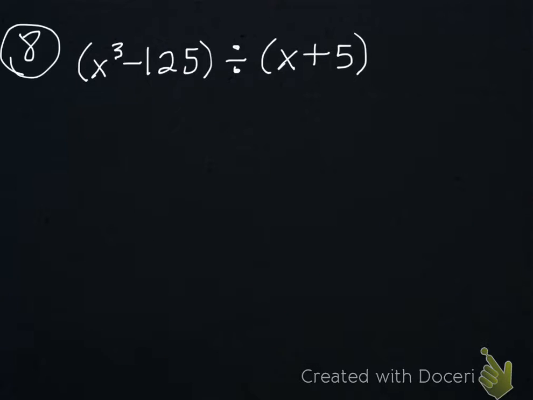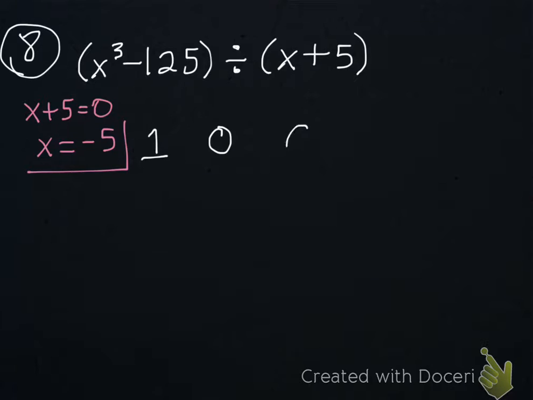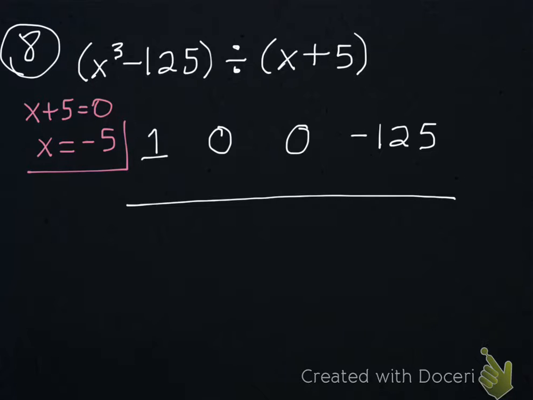Number 8. Set the divisor equal to 0. X plus 5 equals 0. Solve for x. X equals -5. Write down the coefficients. 1. But then I'm missing some terms, so I have to put my placeholders. There's a 0 for x squared, a 0 for x, and a -125. Leave a little bit of space. Drop the first number down.